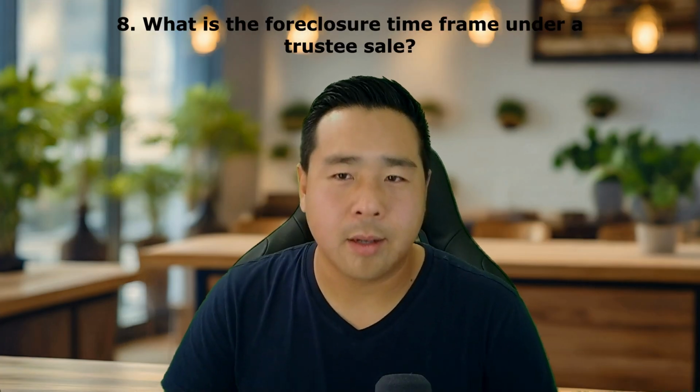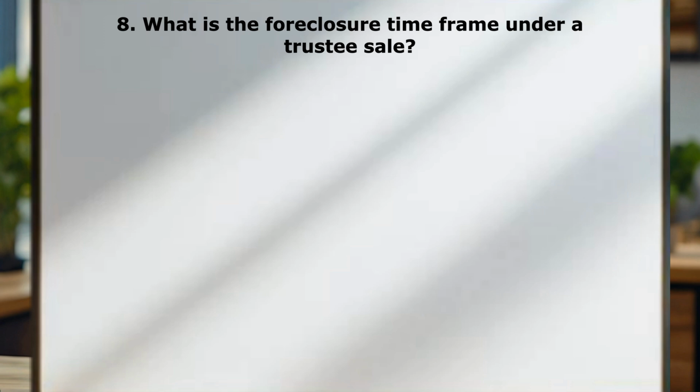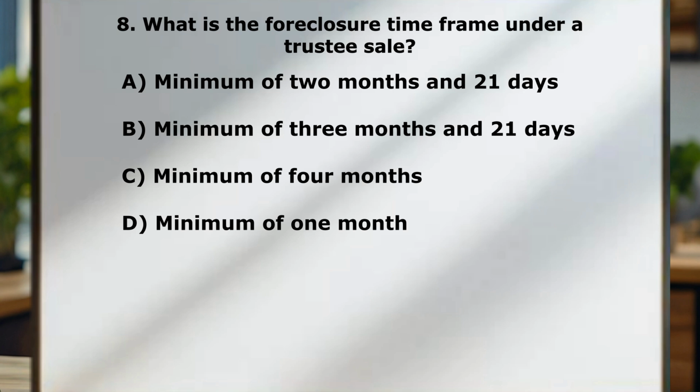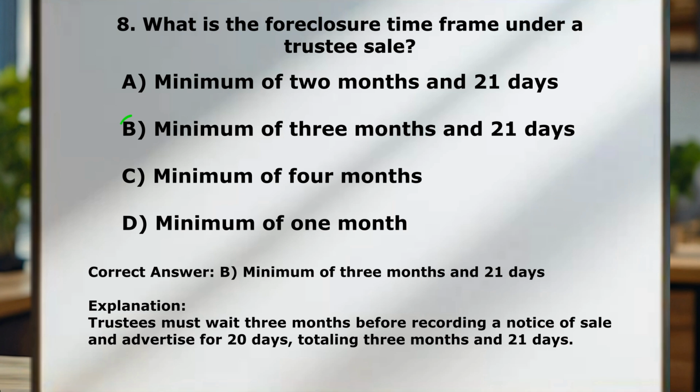Question number 8. What is the foreclosure time frame under a trustee sale? A. Minimum of 2 months and 21 days. B. Minimum of 3 months and 21 days. C. Minimum of 4 months. D. Minimum of 1 month. Correct answer here, minimum of 3 months and 21 days.